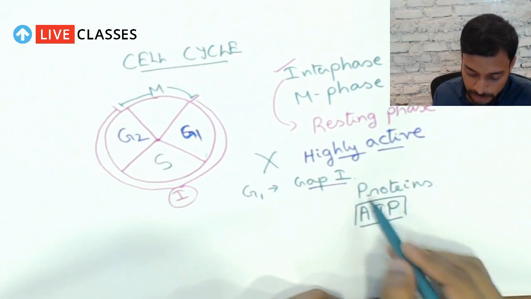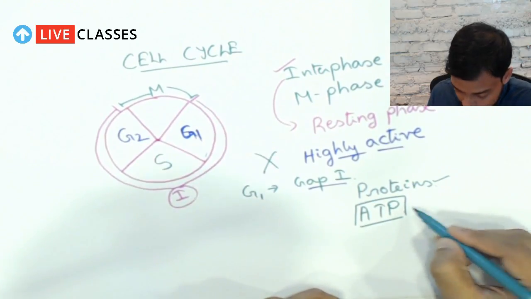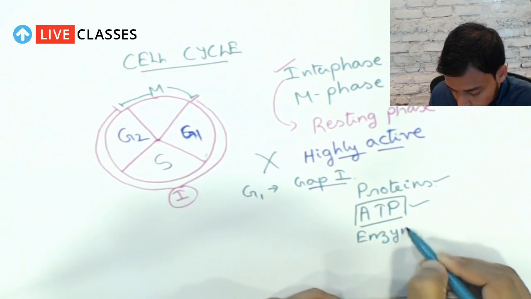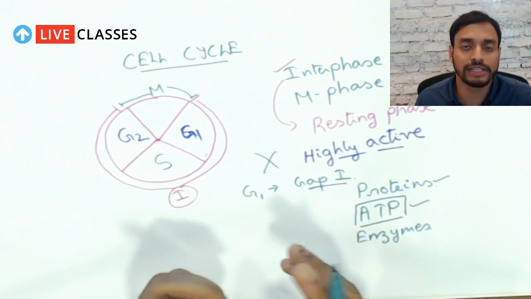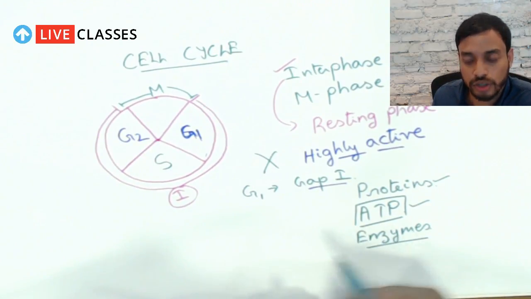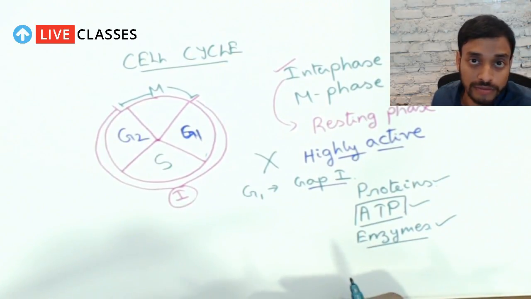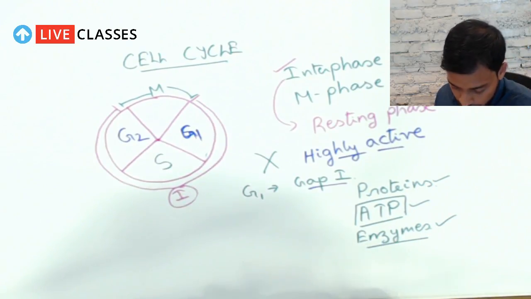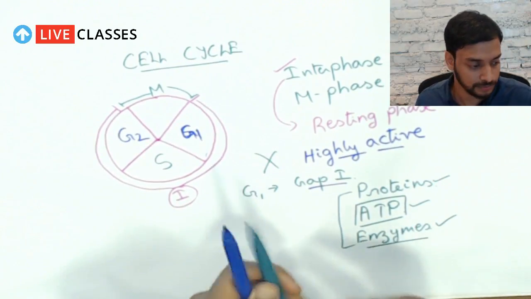So what are the preparatory phases? Here in the gap 1 phase, proteins are being made, ATP is generated, enzymes. Later on, the various stages we are going to talk about, all activities of those stages are being carried out by these proteinaceous structures, which are called enzymes. Enzymes perform different metabolic activities, the different work happening inside a cell, correct? So these are some of the important molecules which are being made in gap 1 phase.